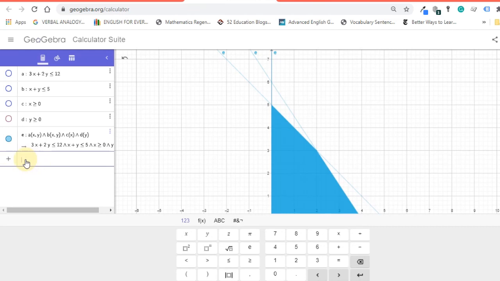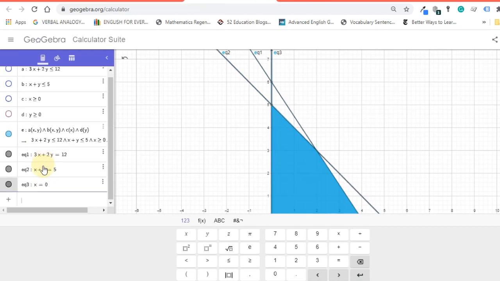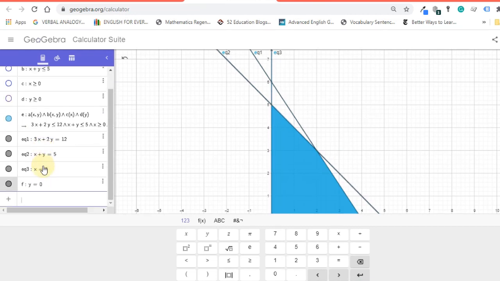So what you need to do is to type the equations only. So 3x plus 2y equals 12. Just change everything to equations. Alright, x plus y equals 5, x equals 0, and y equals 0. Once you have that, you have your labels. This is the intersection of equation 3 and equation 2. So you type intersect, parenthesis, and then your two labels, equation 1, equation 2.